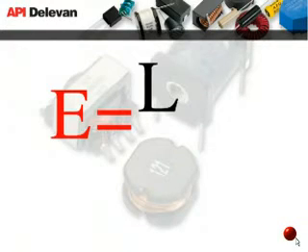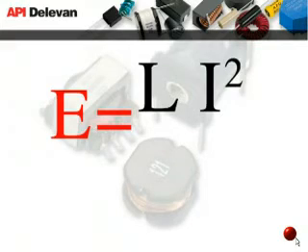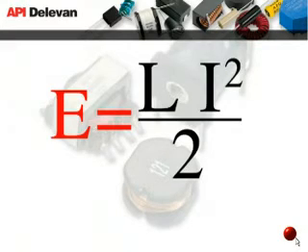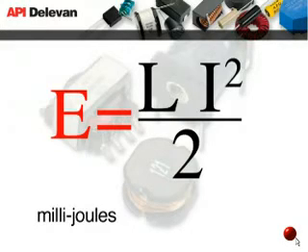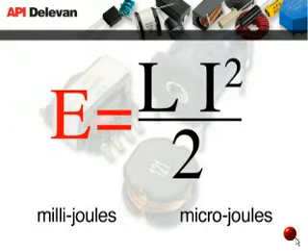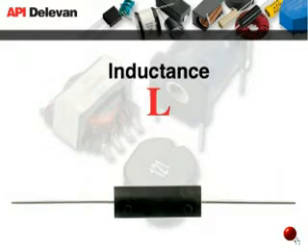Energy in a magnetic field is calculated by a simple formula: L I squared over 2. L is the inductance, and I is the current. The result of this equation is measured in joules. Measurements for modern inductor designs are frequently expressed in millijoules and microjoules.